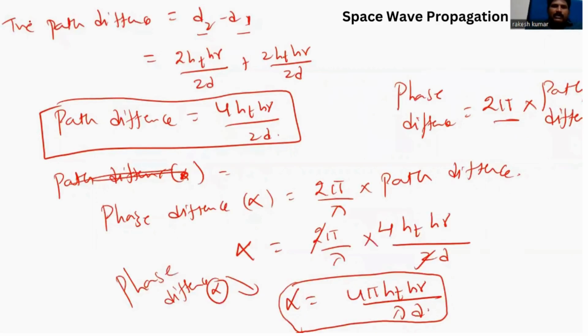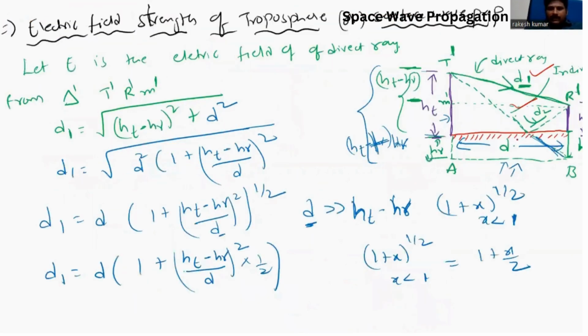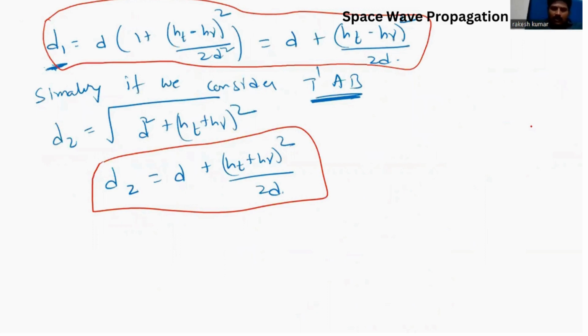So one is due to path difference, and the other is whenever the signal touches the earth surface. There is some 180 degrees phase shift. Whenever it touches the earth surface, along with the path difference, there is another phase difference due to touching the earth surface.